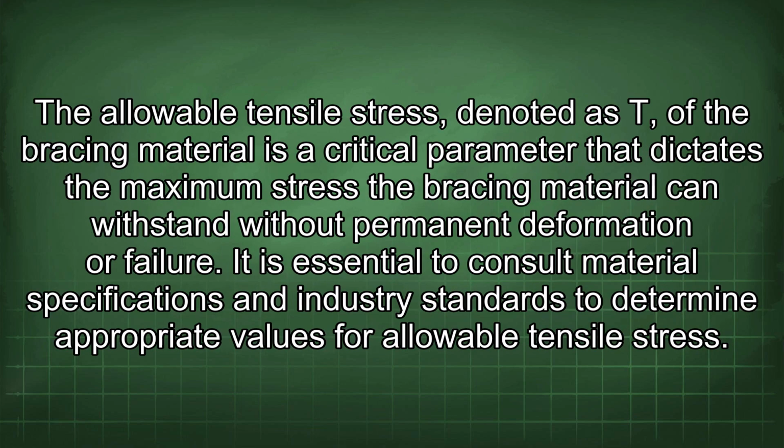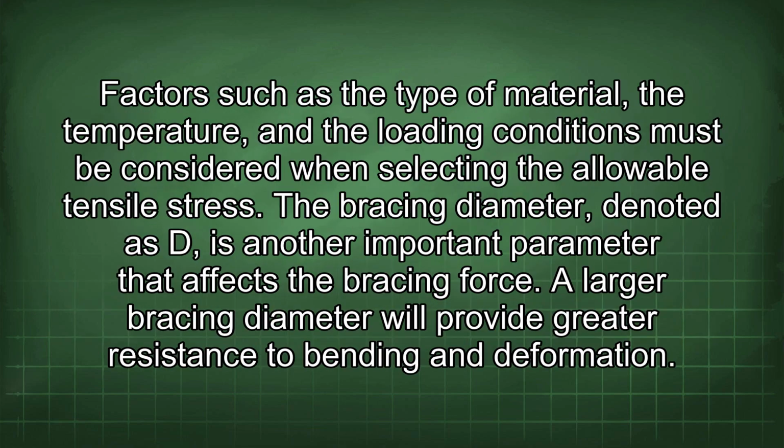The allowable tensile stress, denoted as T, of the bracing material is a critical parameter that dictates the maximum stress the bracing material can withstand without permanent deformation or failure. It is essential to consult material specifications and industry standards to determine appropriate values for allowable tensile stress. Factors such as the type of material, the temperature, and the loading conditions must be considered when selecting the allowable tensile stress.